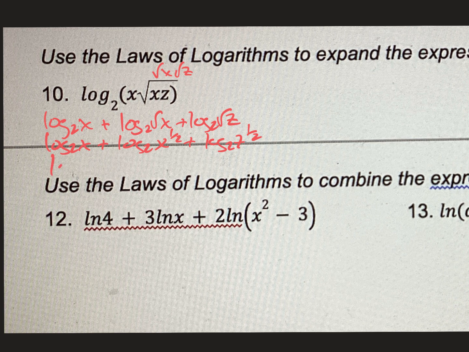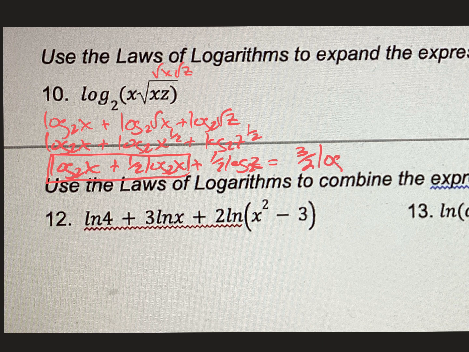And remember, the exponents go in the front. So I end up with log base 2 of x plus 1/2 log base 2 of x plus 1/2 log base 2 of z. Now here's the catch. These two right here, I can actually add together because it's 1 log base 2 of x and 1/2, which is 3/2. So I'm going to come over here one more step and put 3/2 log base 2 of x plus 1/2 log base 2 of z. That's a good one right there.